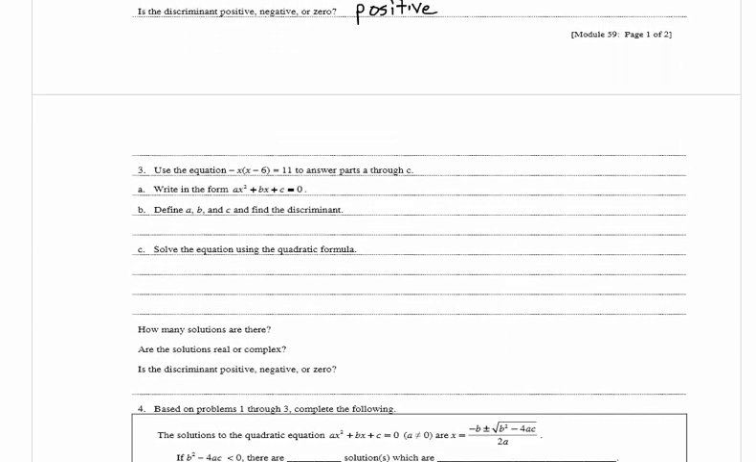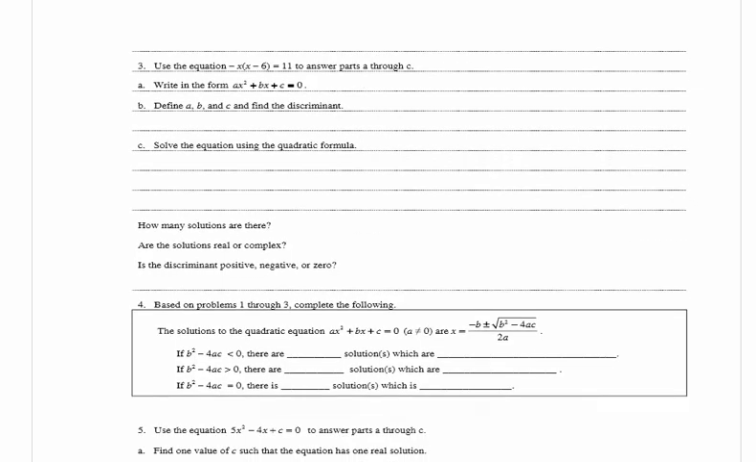In 3, it says, use the equation negative x times x minus 6 is equal to 11 to answer parts A through C. And in A, it asks us to write in the form of ax squared plus bx plus c is equal to 0. The first thing I'm going to do is distribute the negative x through the parentheses. So I get negative x squared plus 6x is equal to 11.